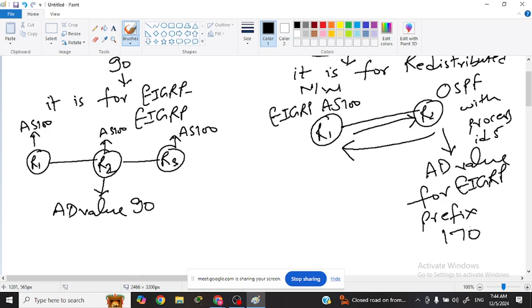Yes, sir. But sorry, sir, I have one doubt. AD value for EIGRP prefix, what does it mean? Yes. On this R2 router, R1 prefixes will come, and we will redistribute this R1 prefix under OSPF. Okay, sir. So for this R1 prefix on the R2 router, the AD value will be 170 because it's coming as a redistributed network. Okay. Yes, sir.